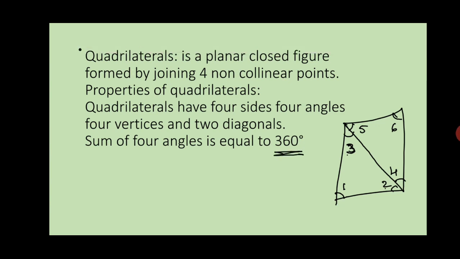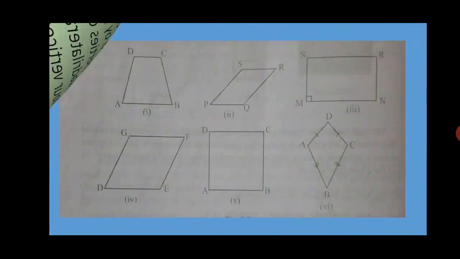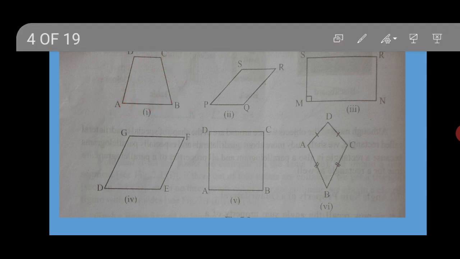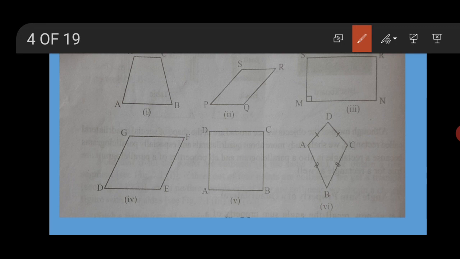Right? Now I will show some types of quadrilaterals. You have to identify them and also recall the properties of them. Right? Yes. See, in figure 1, ABCD is a quadrilateral, and such quadrilaterals are known as what? Yes, correct. It is a trapezium. This is a trapezium.